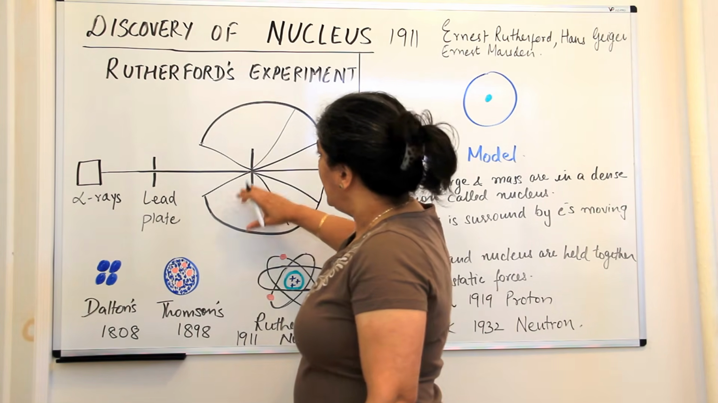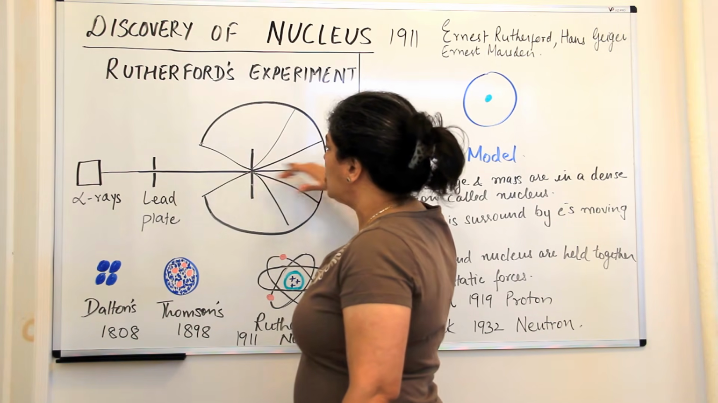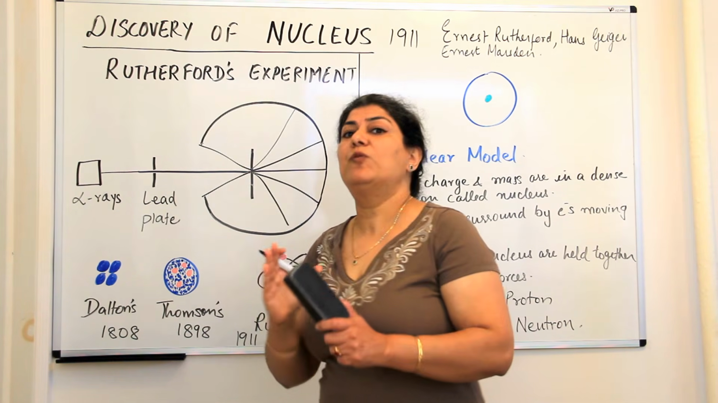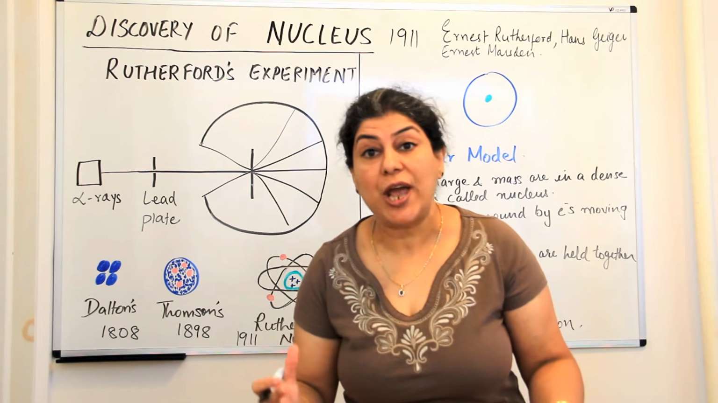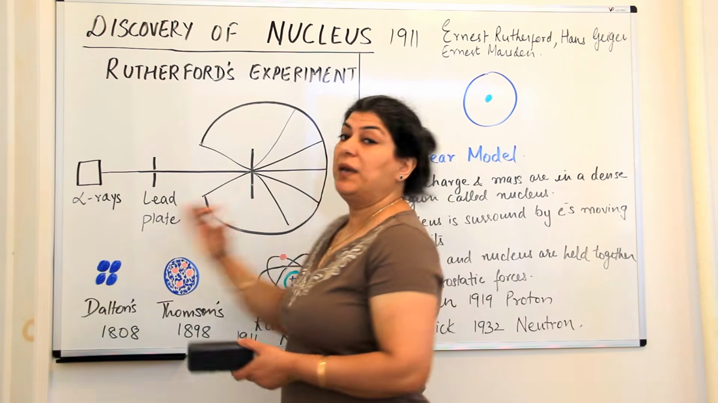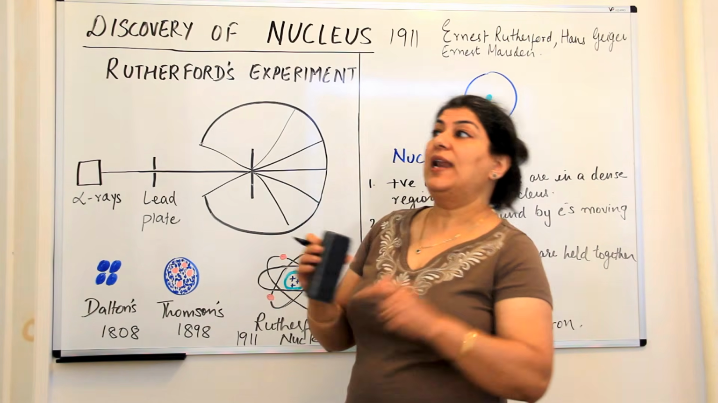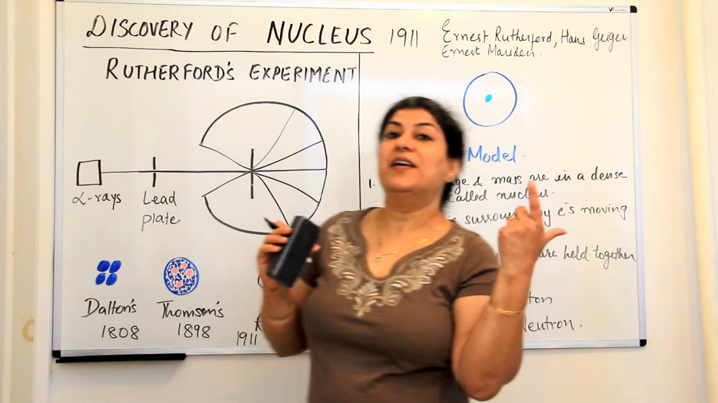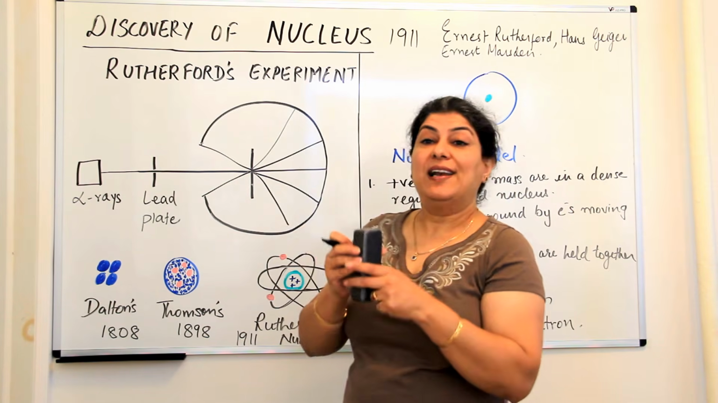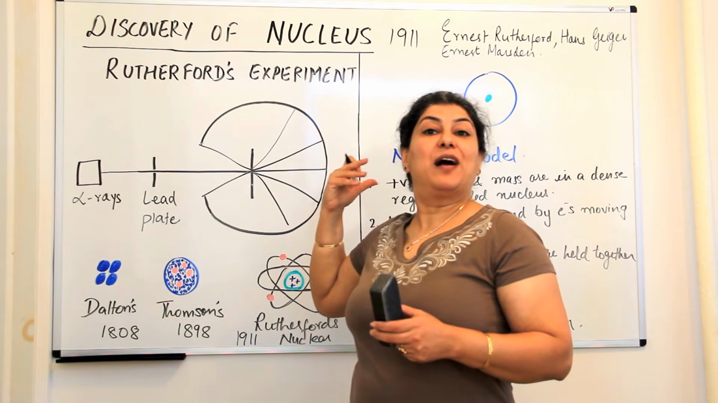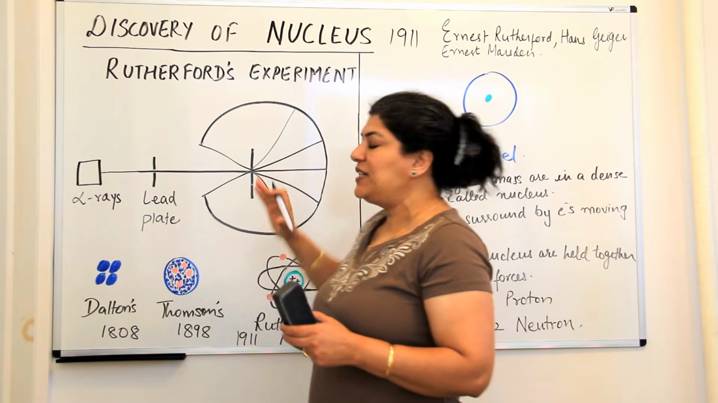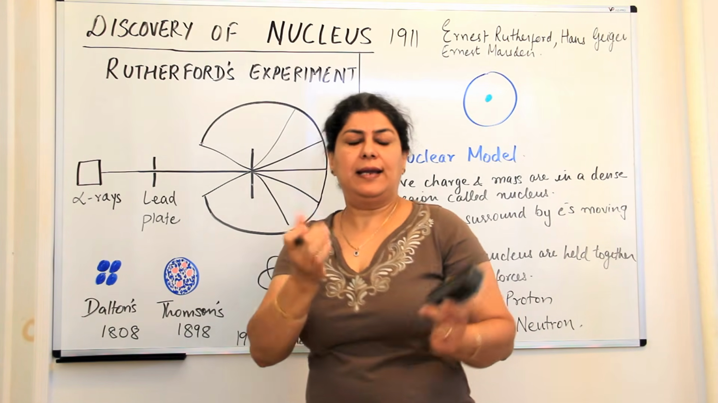So he noticed that these particles were not going through. Some of them were deviating, and some were deviating through such large angles that they were almost coming back, as if a ball had hit a wall and was rebounding. It was coming back, like when you hit the striker in a carom board, it hits the wall in front and then comes back. It was as if it had hit something very hard and came back.